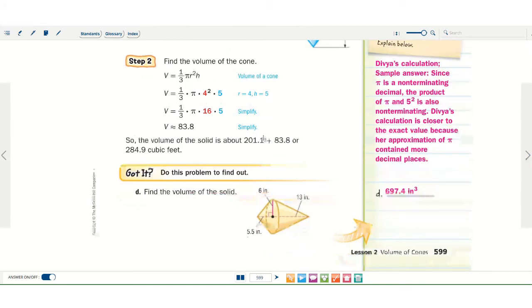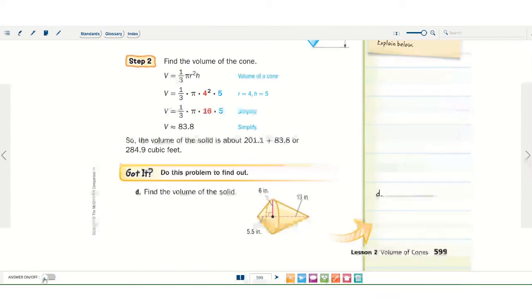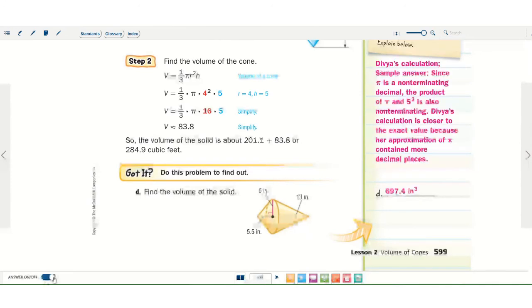Got It Problem D is an example similar to the one that we just did in example 3. So take a minute right now and look at that composite solid. In this case, you have 2 cones. Pause your video, go ahead and work on it, and then see if you come up with the correct answer. As you can see on the right-hand side, they have come up with 697.4 cubic inches for the volume of that composite solid, or the volume of those 2 cones that are put together.